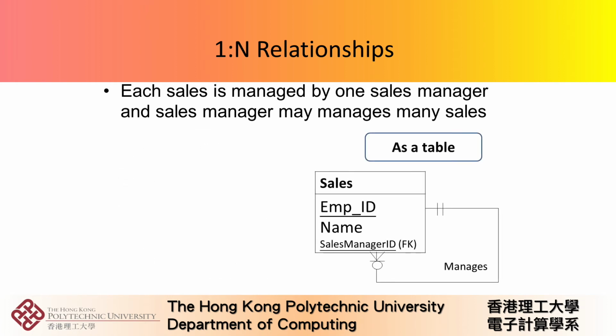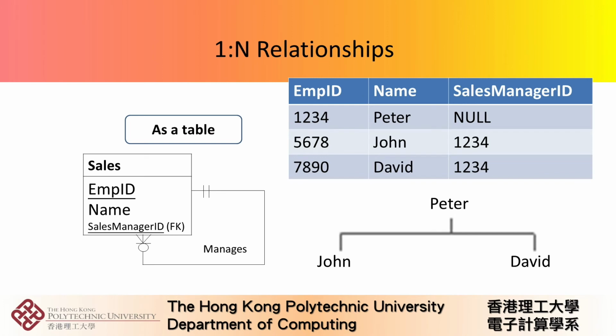And as a table, the primary key for the entity Sales Manager will also become a foreign key in the entity Sales, Sales Manager ID. This is the ER diagram as a table, and the data for the table should be shown like this.